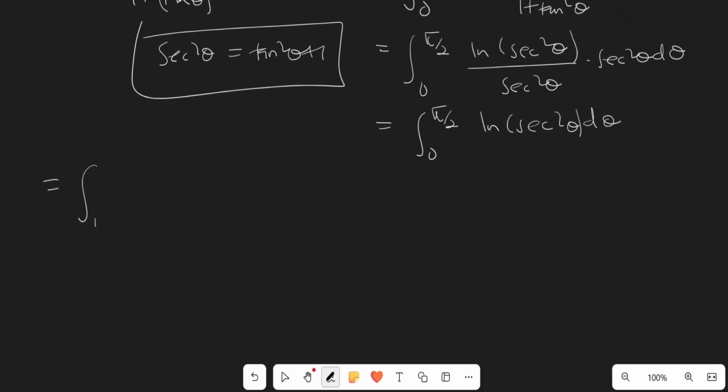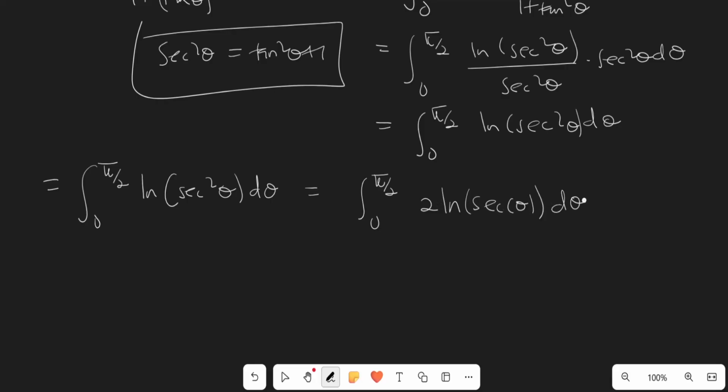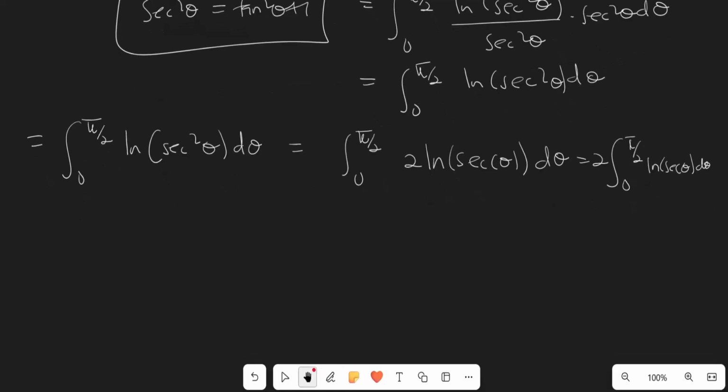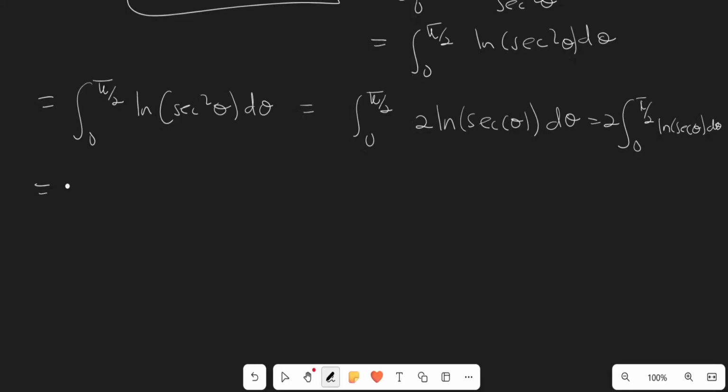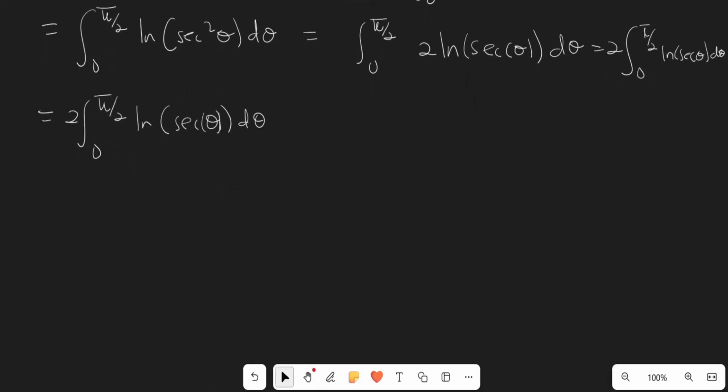Our integral is now the integral from 0 to pi over 2 of the natural logarithm of secant squared theta d theta. And using the laws of logarithm, the 2 can come in front. So we have 2 times the integral from 0 to pi over 2 of the natural logarithm of secant theta d theta. So the task now is to evaluate this integral of the natural logarithm of secant theta d theta.